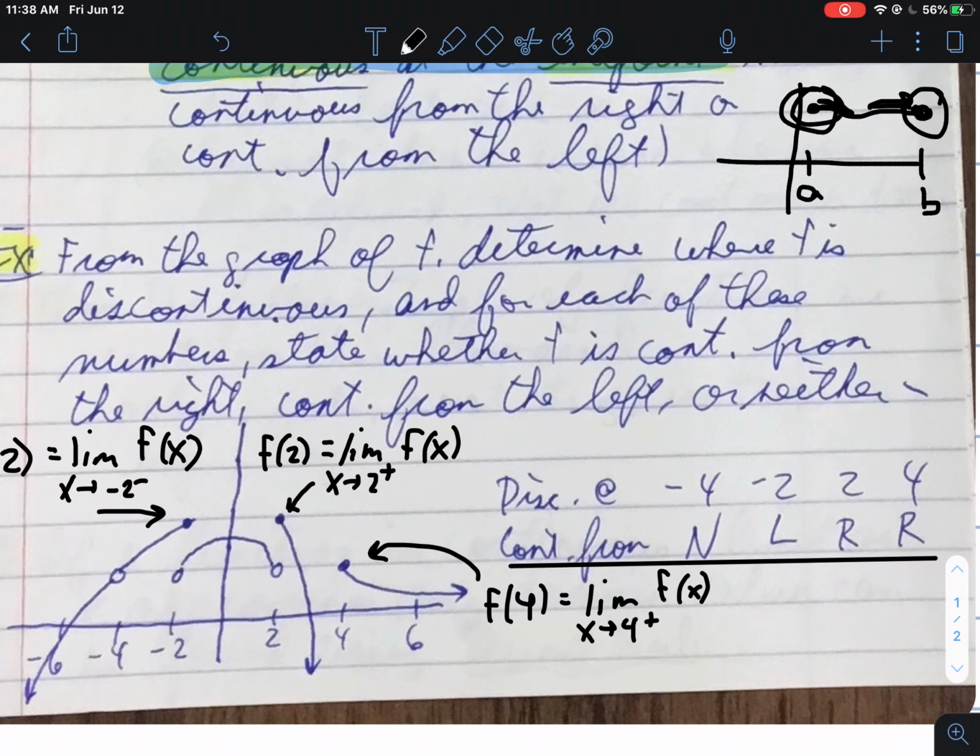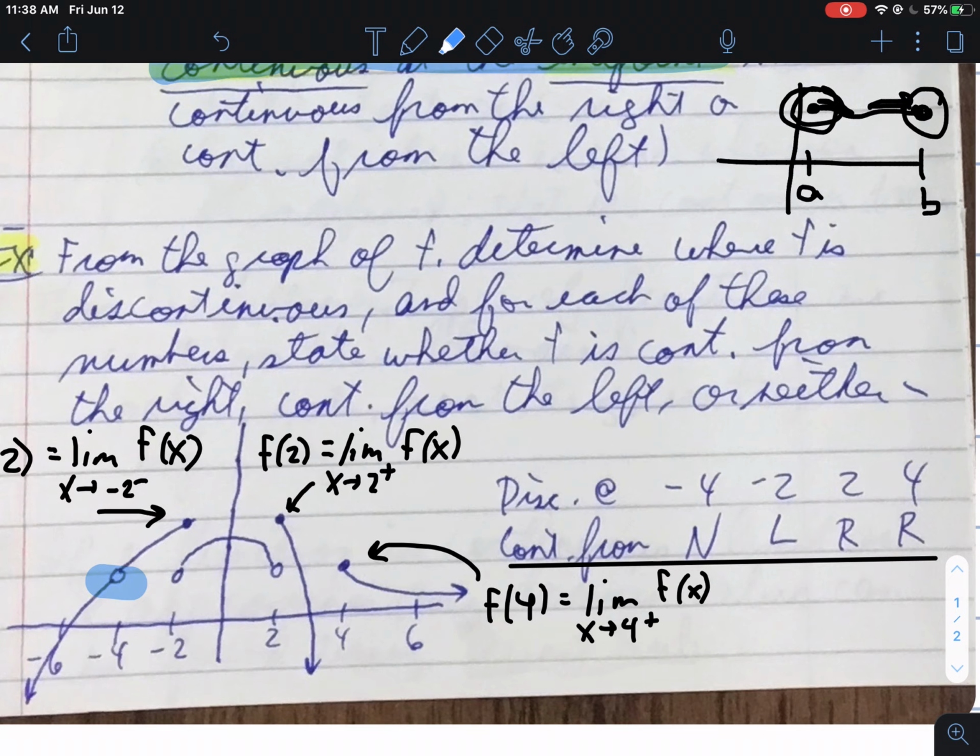So if we look at our graph, if you look at this first point of discontinuity, all right, and again, we keep saying the very first thing you always check for when you're talking about continuity is that point, or is that number, in the domain of your function?